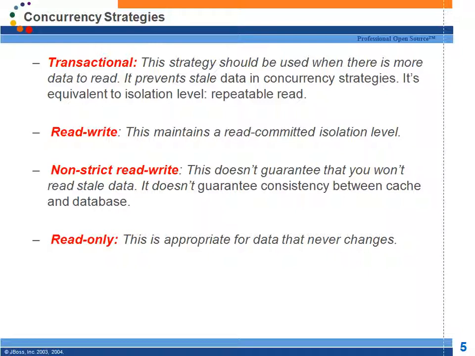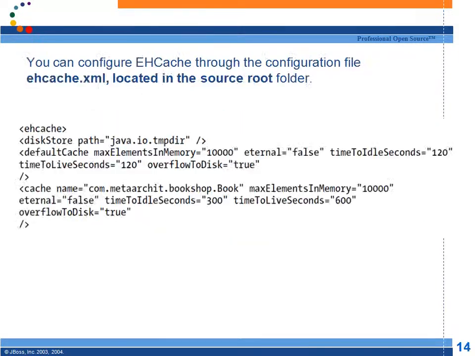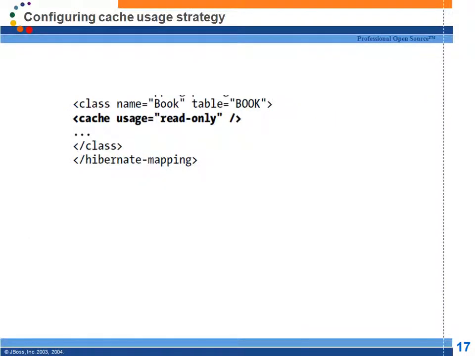So whenever you are enabling second level cache for a particular class, you need to specify the concurrency strategy, right? So that is what you are seeing here. Read only is the concurrency strategy for that cache region.